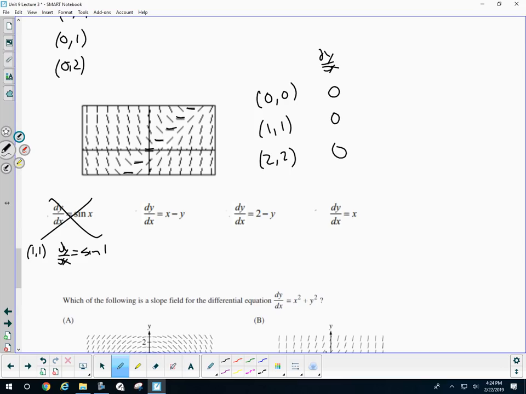So that's not it. I look at x minus 1, x minus y. Well, if I plug in 0, 0, 1, 1, and 2, 2, I'd get slopes of 0. So this one looks like it's good. Let's check this out. 2 minus 0, that's 2. So for this one, my slope at 0, 0 should be 2. That's out. Here, 0, 0, okay, that works. 1, 1, the slope should be 1 for this one, but no, the slope is 0. So this one's out. And that's how I get this one.